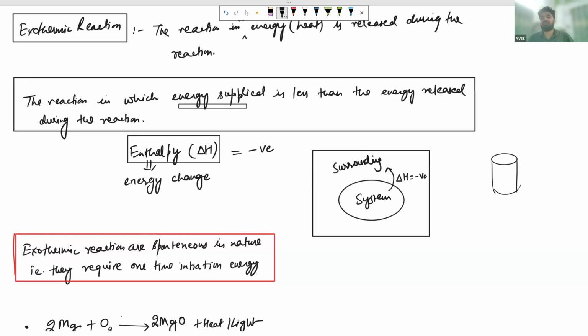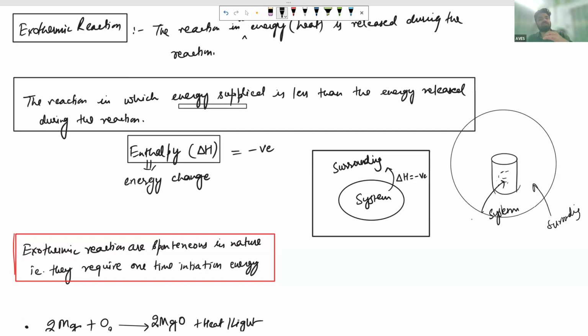Here I'm saying that, for example, this is a test tube. In this, the reaction is taking place. So this will be considered as system, and the area around it will be considered to be a surrounding. This area will be considered as surrounding.